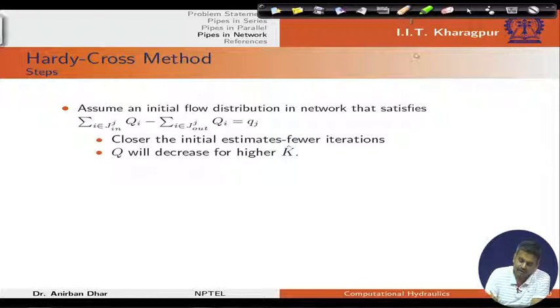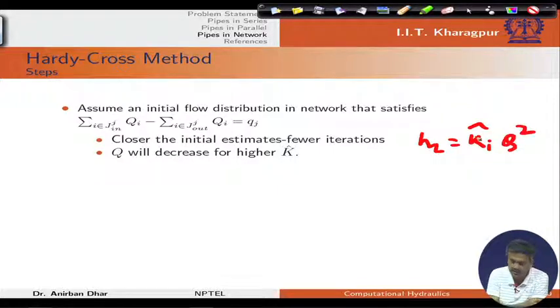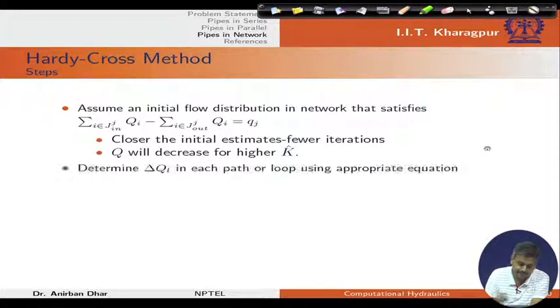Obviously in this case, HL equals K times Q to the power of 2, that is Q square. We can easily see that if I have a higher K value, then I will get lesser discharge in this case. So, for each loop we need to determine this delta QL quantity.